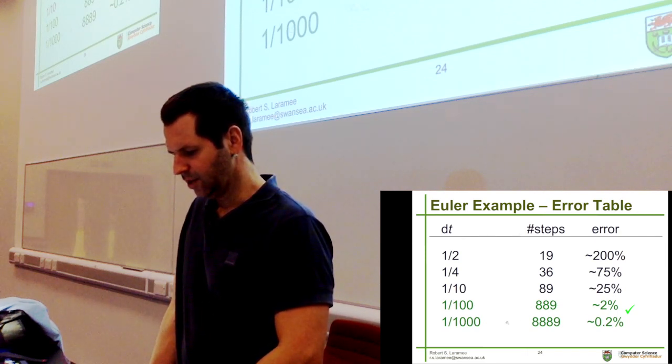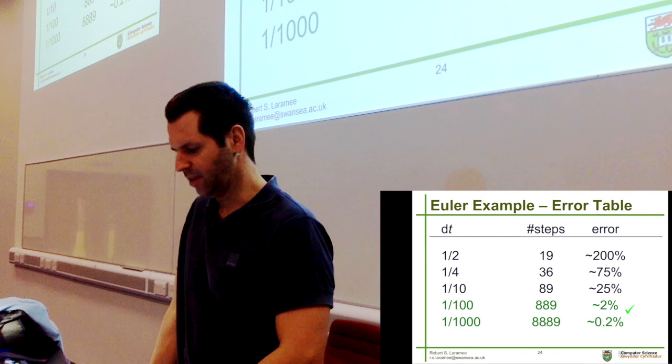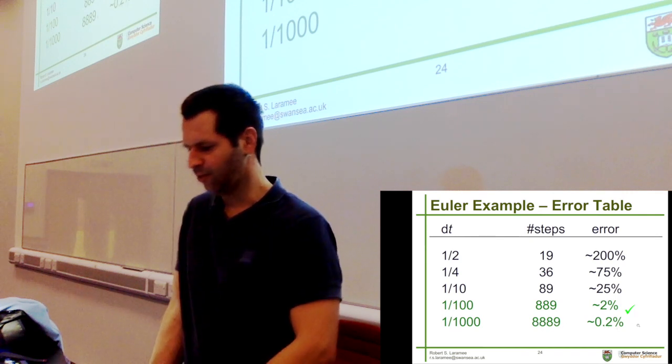And here is an experiment. A dt of 1,000th results in many, many steps. That's a lot of steps. And the error is almost 0.